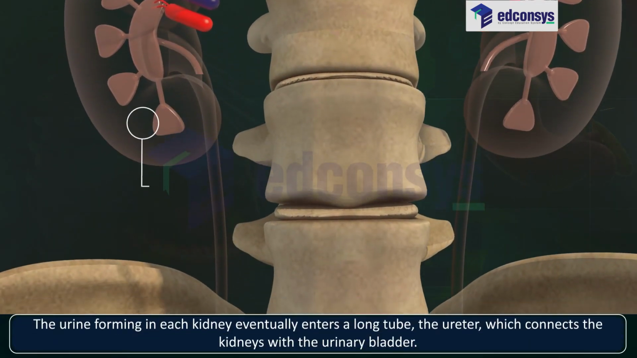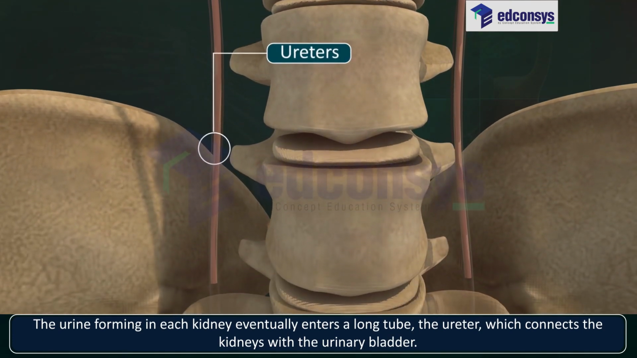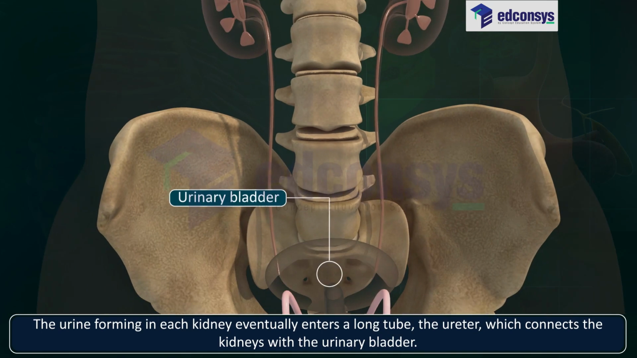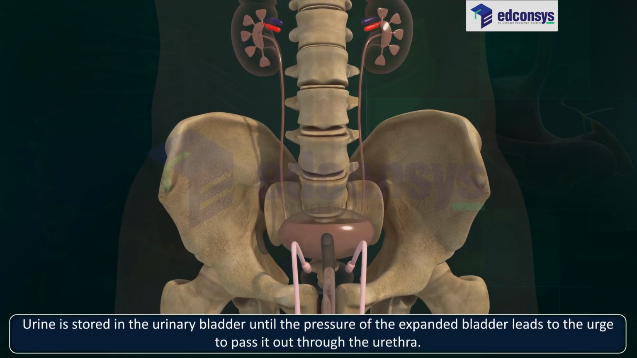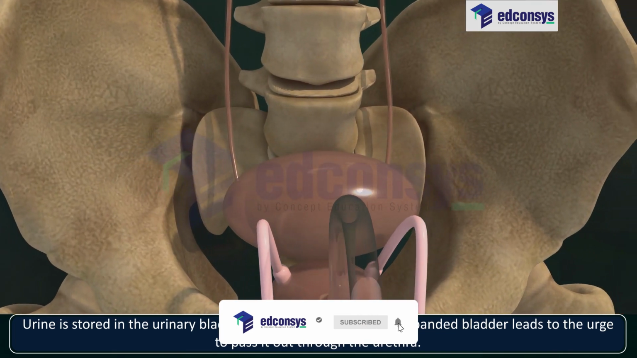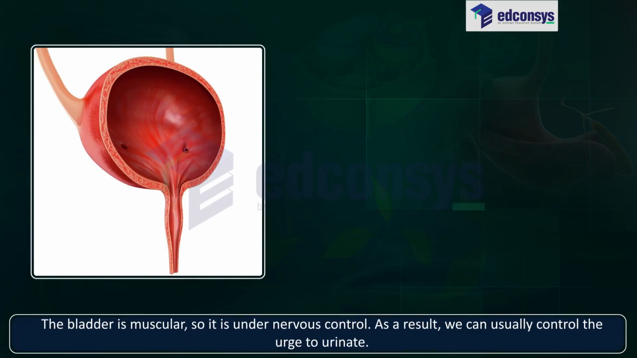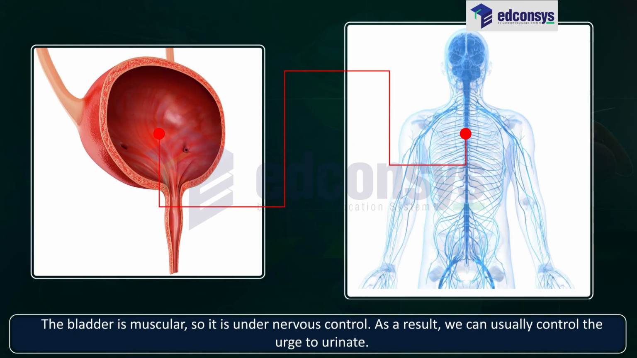The urine forming in each kidney eventually enters a long tube, the ureter, which connects the kidneys with the urinary bladder. Urine is stored in the urinary bladder until the pressure of the expanded bladder leads to the urge to pass it out through the urethra. The bladder is muscular, so it is under nervous control. As a result, we can usually control the urge to urinate.